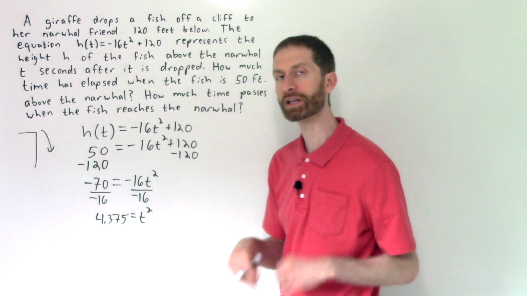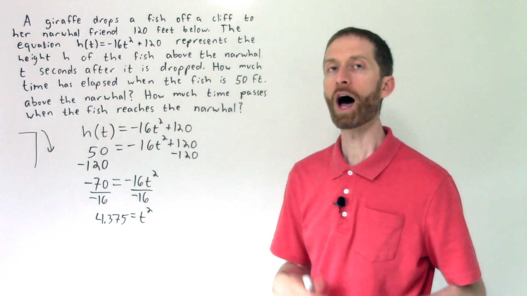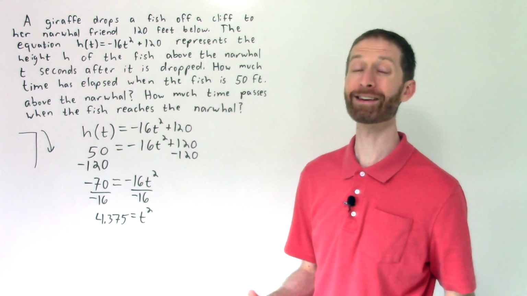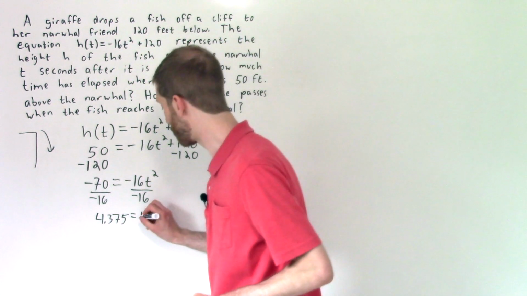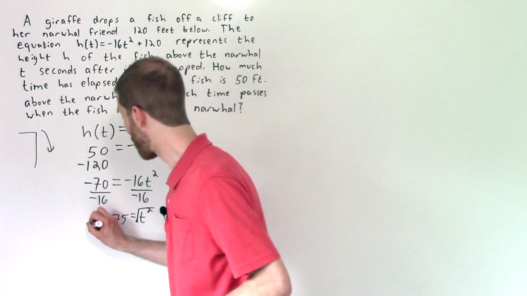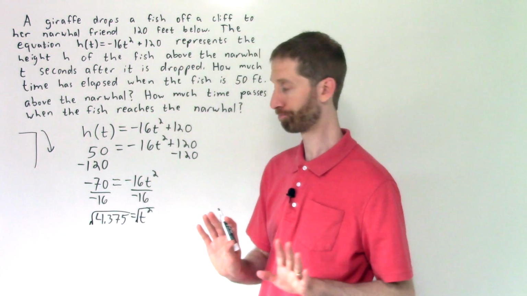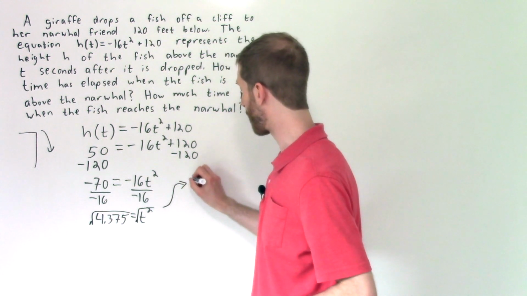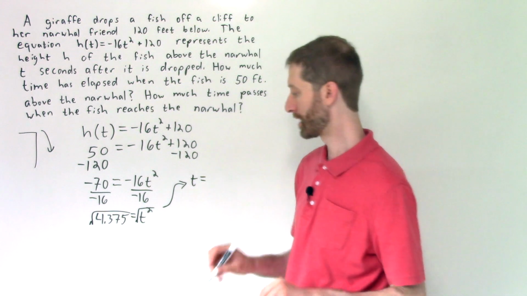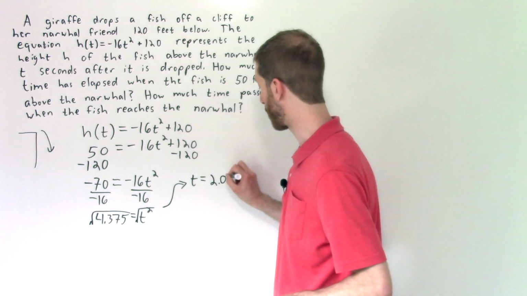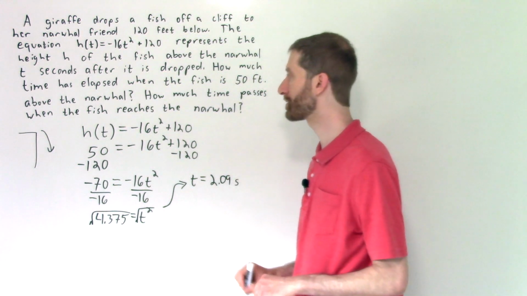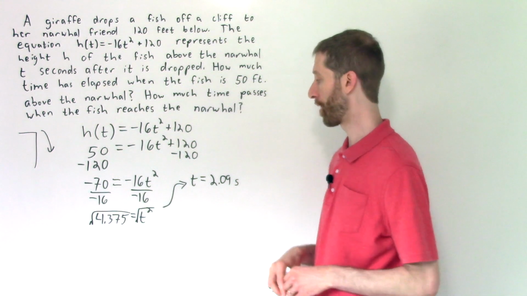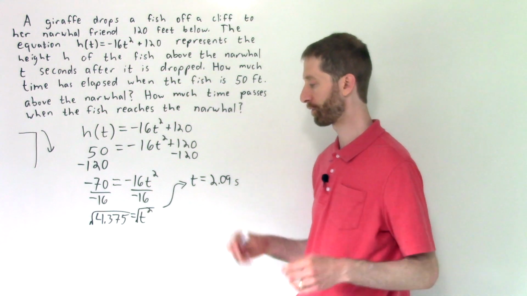Now in this case, because time is not negative, I am not going to take plus or minus the square root. You're not going to have a negative time. So that is why, for the real world problem that this is, I'm just taking a positive square root. All right, so when I take the square root of 4.375, I get approximately 2.09 seconds. So that's the amount of time that will have elapsed when the fish is 50 feet from the narwhal, or a height of 50 feet off the water.